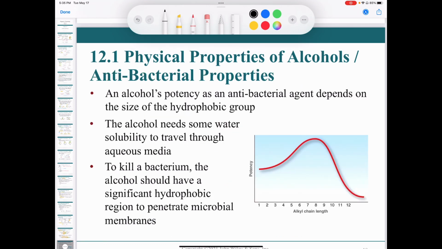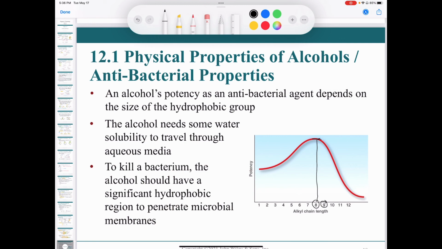Primary alcohols like methanol and ethanol, N-propanol and N-butanol exhibit antibacterial properties. Research indicates that the antibacterial potency of primary alcohols increases with increasing molecular weight, and this trend continues up to an alkyl chain length of 8 carbon atoms. So that would mean N-octanol, the compound that we saw on the last slide. You can see that it has the highest potency. Once you get past 8 carbon atoms, the potency decreases. That is, N-nonanol is less potent than N-octanol and N-dodecanol, etc., etc.